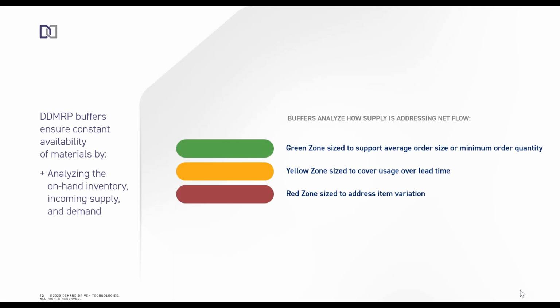And then this red zone, it's more of a safety zone. It's sized to protect against item variation, whether that's variation in supply and demand, or seasonality. Wherever we have more variability, we'll see a thicker red zone. Now, these buffer zones recalculate on a daily basis in response to fluctuations in demand, making them very dynamic and responsive to that true market demand instead of relying on a forecast.